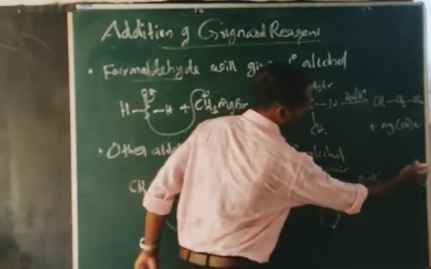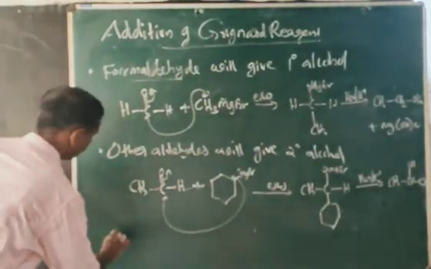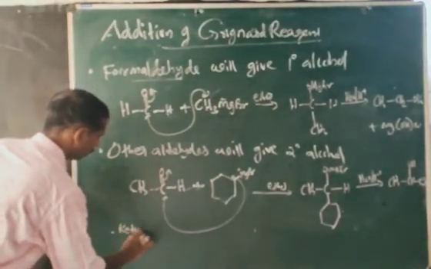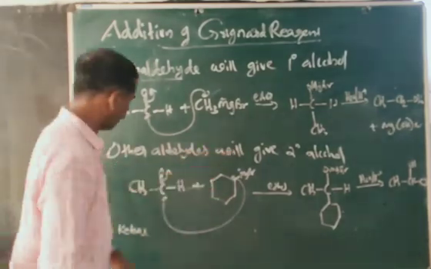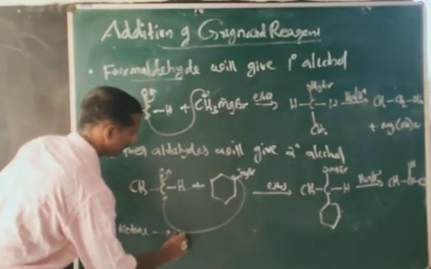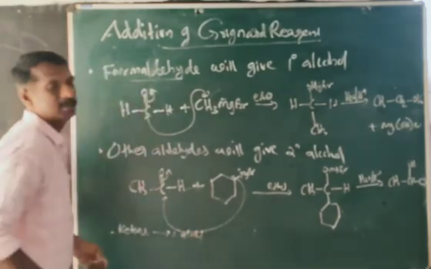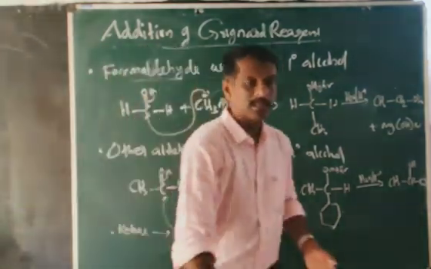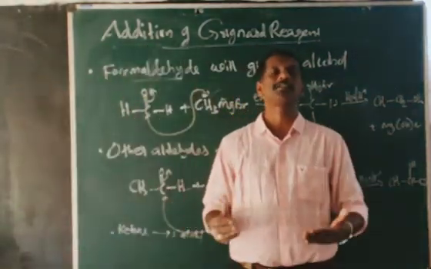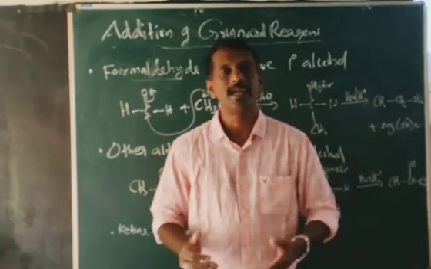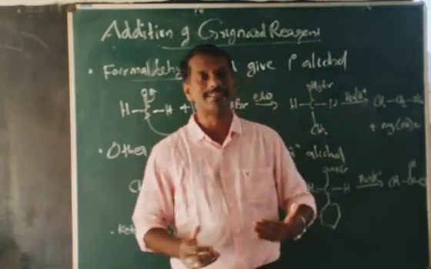And the last one, what is that? Ketone on addition with the Grignard reagent will give tertiary alcohol. Okay, that's all about the addition reactions of aldehydes and ketones. We will continue in the next class. Thank you.